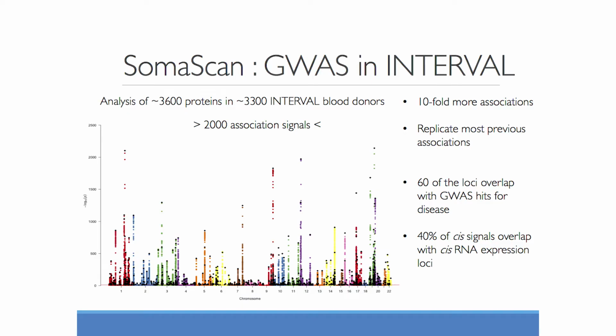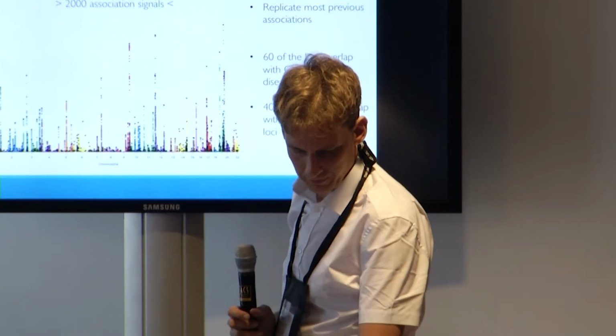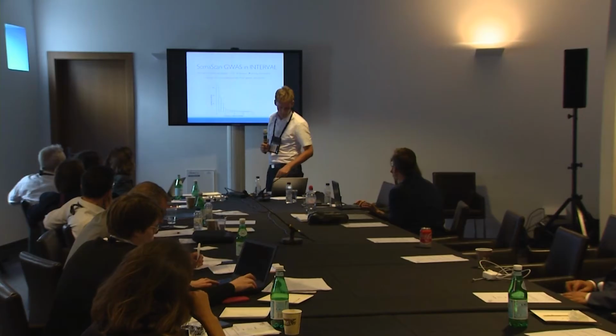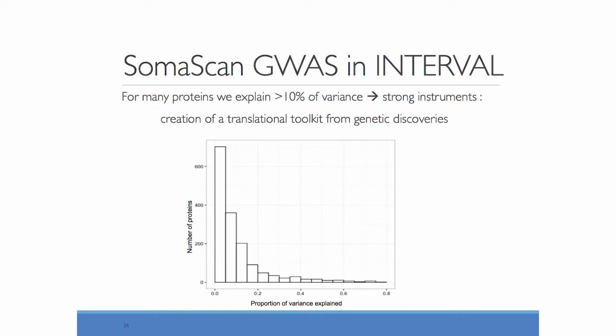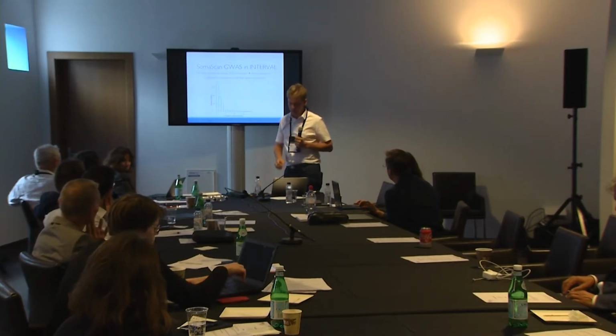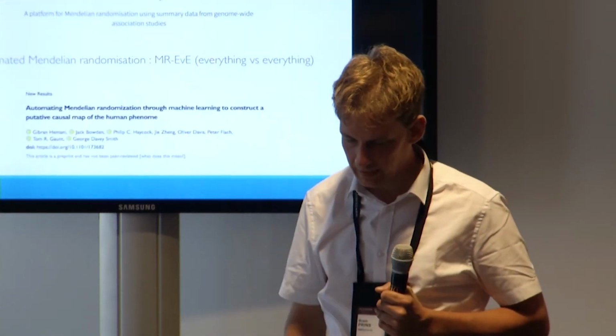We've done analysis of more than 3,000 proteins in more than 3,000 individuals, and we found 2,000 association signals, which is staggering. Compared to other proteomics platforms, at the time when we did the calculation, we found 10-fold more associations than everything that had been done before, which is really an amazing feat. The other good news is that for many proteins, we now explain 10% of variance. In statistical terms, when you explain a lot of variance, these can be potentially really powerful instruments to do your Mendelian randomization analysis, for example.